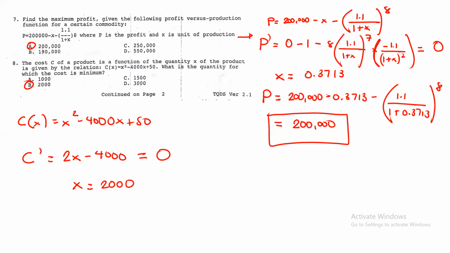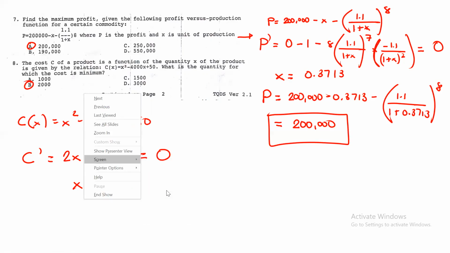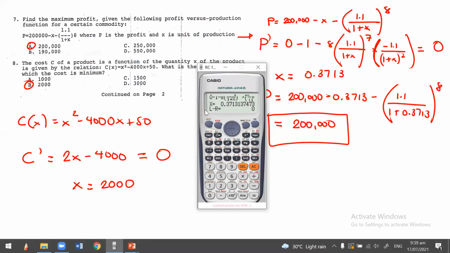So, ganun guys. Pag hinahanap yung cost, ang gagawin mo, substitute mo pa tong 2,000 dito sa equation. Or kapag hinahanap is minimum cost or maximum cost. Dito may shortcut rin tayo sa number 8, no? Pag kinalkula natin, pwede tayong gumamit ng direct derivative na sa calcu. Type lang natin yung formula, x squared minus 4,000x plus 50.